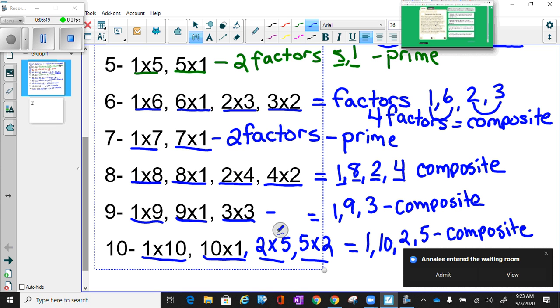I hope that helps, guys, and I just wanted to make sure that everybody understood the difference between prime and composite.